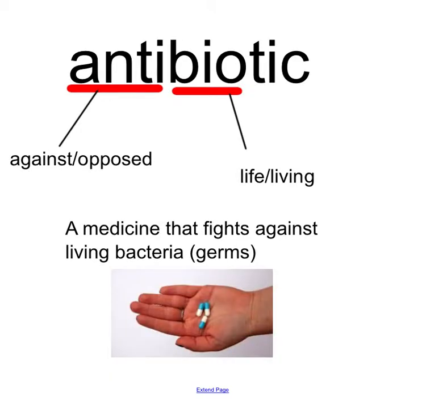Here's another example. Antibiotic. You may have gone to a doctor when you were sick and they gave you an antibiotic. Anti means against or opposed, and bio means life or living. So an antibiotic medicine is a medicine that fights against the living bacteria and germs that are in your body.